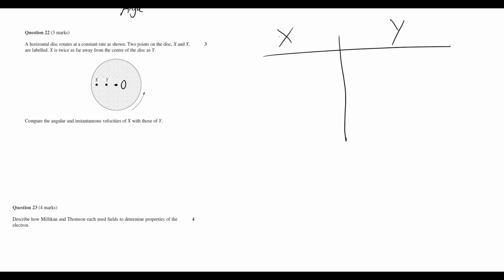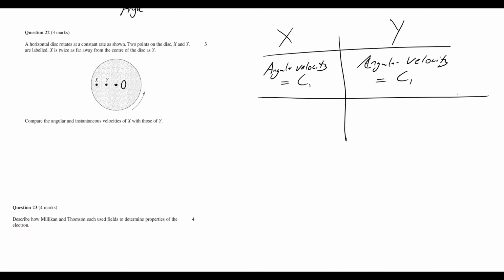So what we can say is that angular velocity, we might just say is equal to a constant. And then for y as well, we'll say angular velocity is equal to the exact same constant. So as long as you're identifying clearly that they're both going to be equal to the exact same value, then that should be completely fine here.